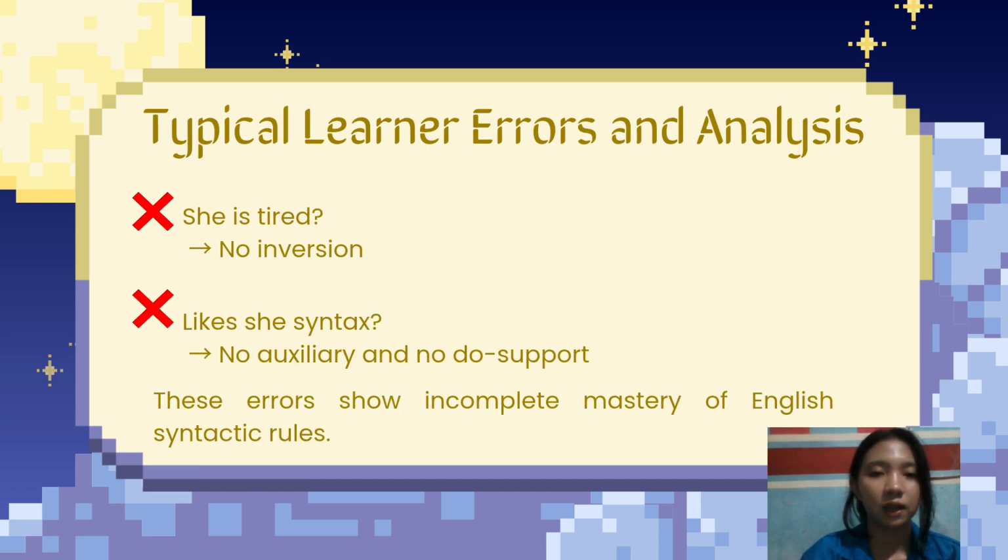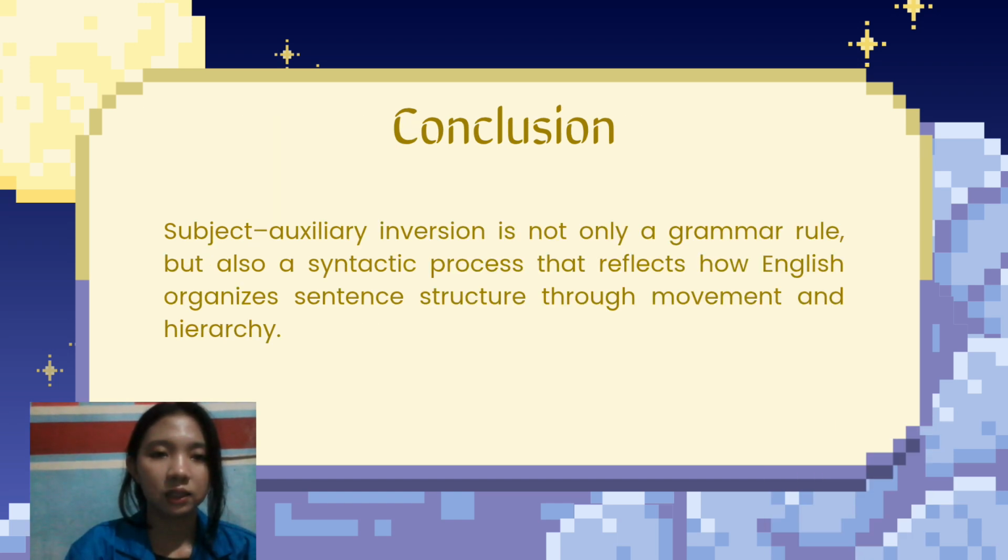Typical learners' errors and analysis. So, the wrong question is "she is tired?" because there is no inversion. And 2. "Like she syntax?" is a wrong question because there is no auxiliary and no do-support. These errors show incomplete mastery of English syntactic rules. And for the conclusion, subject auxiliary inversion is not only a grammar rule, but also a syntactic process that reflects how English organizes sentence structure through movement and hierarchy.